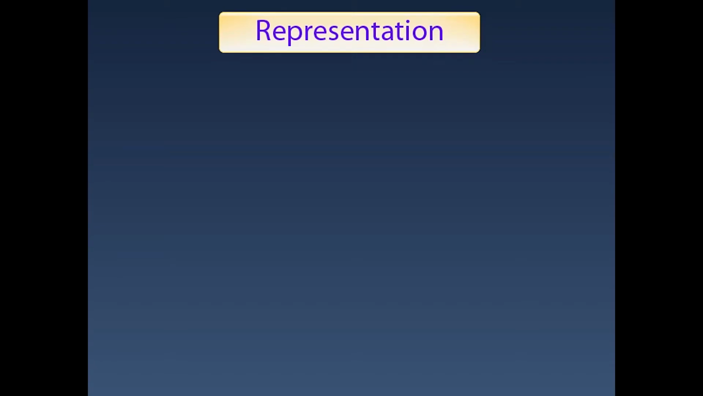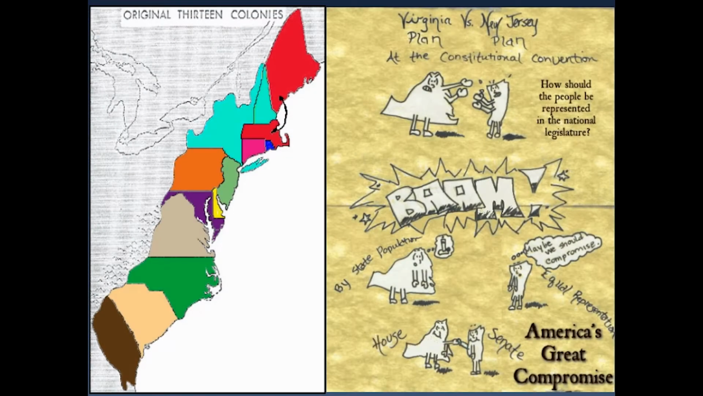Another important issue debated was that of representation. The bigger states, such as Virginia, wanted a plan that would represent their large population of people fairly, giving them more votes because they had more people. On the other hand, the smaller states knew that if this happened, the larger states would have an unfair advantage over the smaller states.